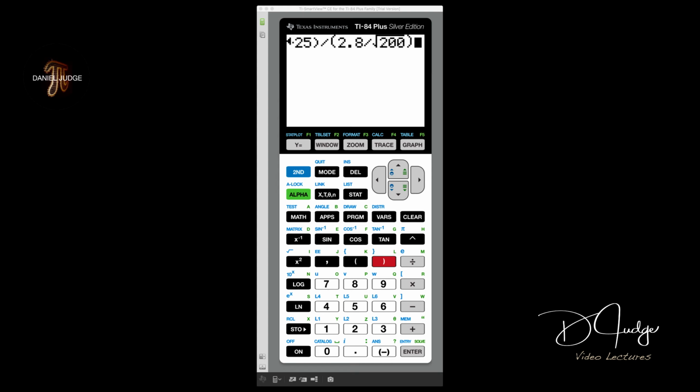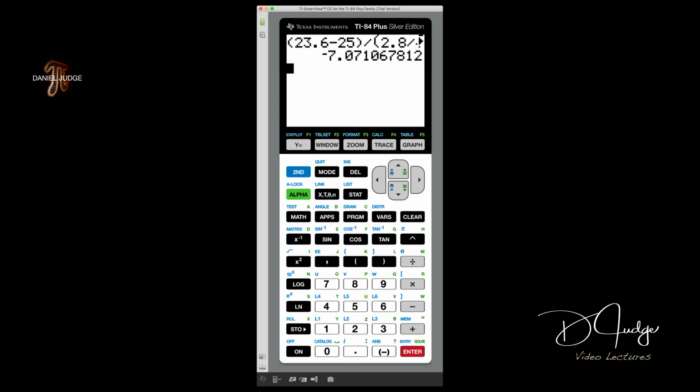So the first set is the numerator, then division sign right in here, and then the last set. And then now we hit enter. And ladies and gentlemen, here's what we get. We get a test statistic value.